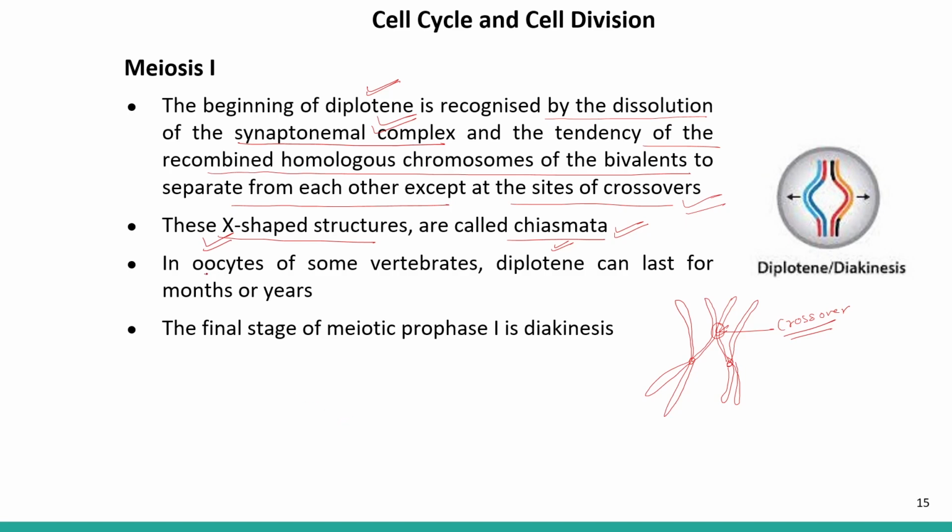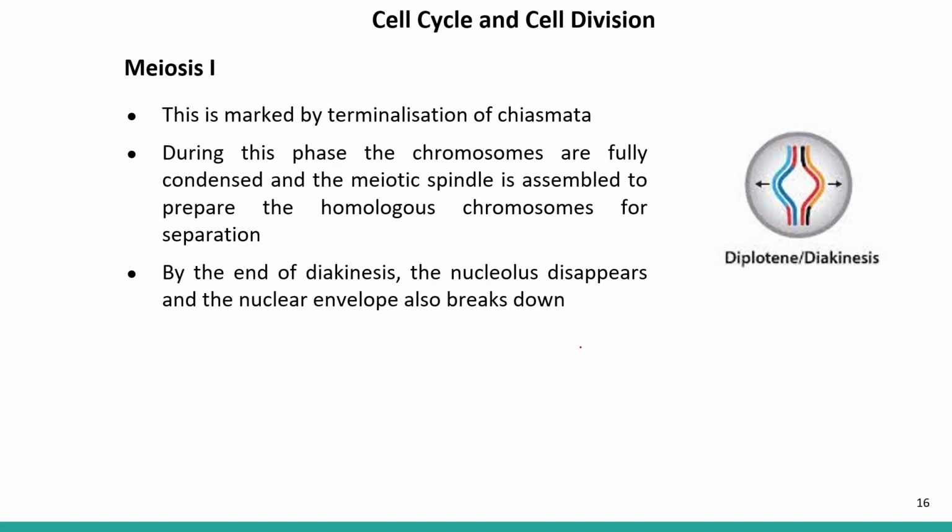Okay, so in the oocytes of some vertebrates, diplotene can last for months or years, right? They are still attached like this only. The final stage of the meiotic prophase 1 is diakinesis. This is marked by the terminalization of the chiasmata, terminalization of the chiasmata, right? So here, the diplotene and diakinesis.